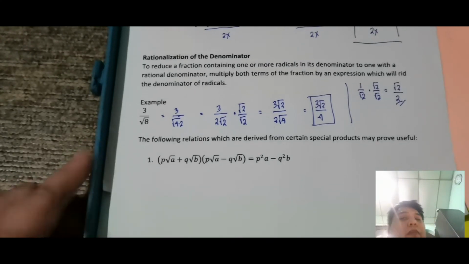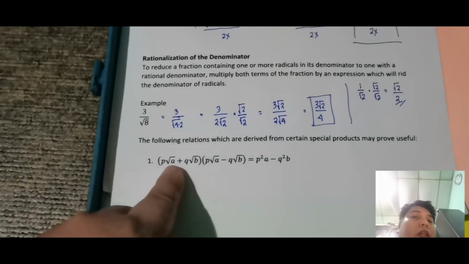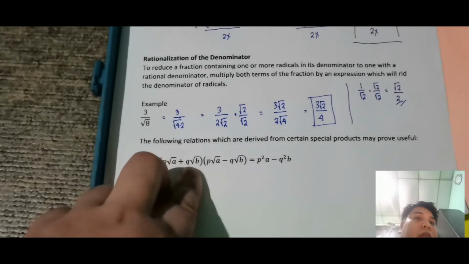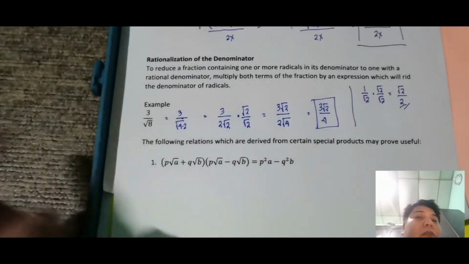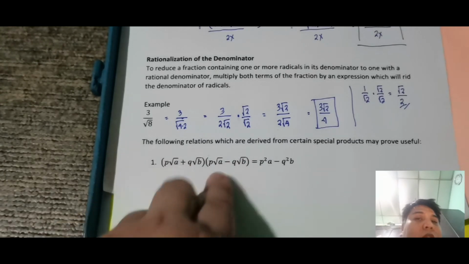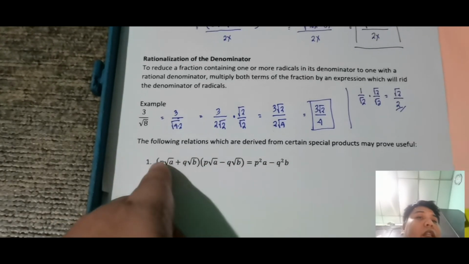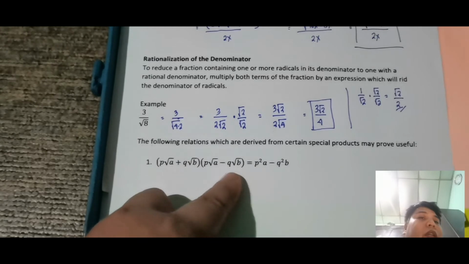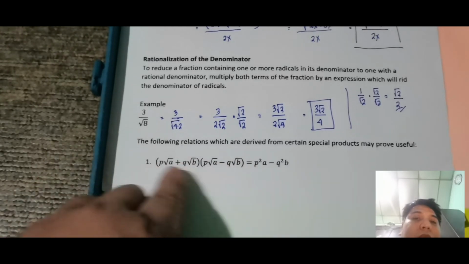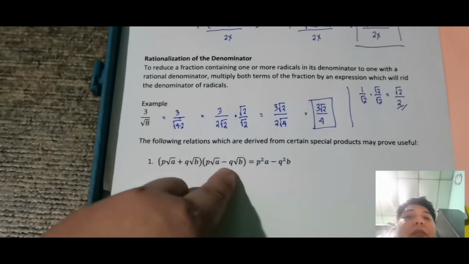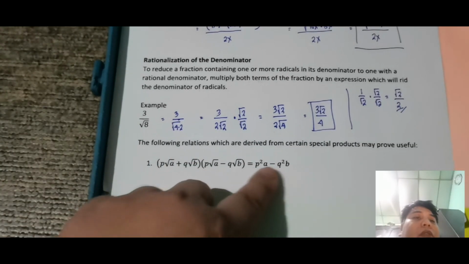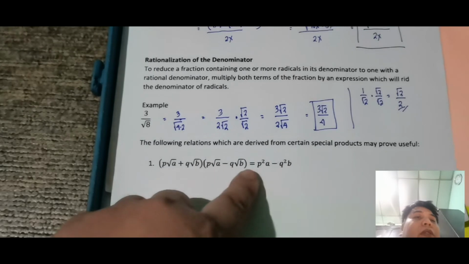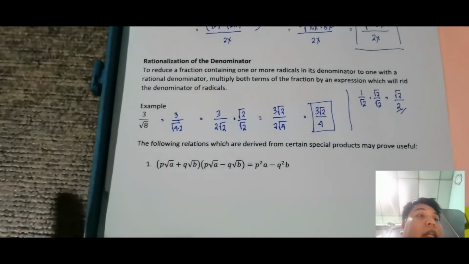Okay, so ito yung number 1. So if you have P square root of A plus Q square root of B, i-multiply ko siya sa P square root of A minus Q square root of B, and that is simply equivalent sa, napansin niyo, plus, minus. Similar sila ng first term saka last term, second term. Ano nangyari? P times P, squared. Square root of A times square root of A. Okay, then Q times Q, negative Q squared. Square root of B times square root of B. Na-cancel lang si square root. So, ito yung gagawin.